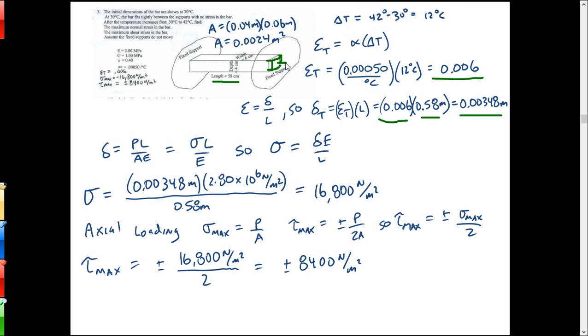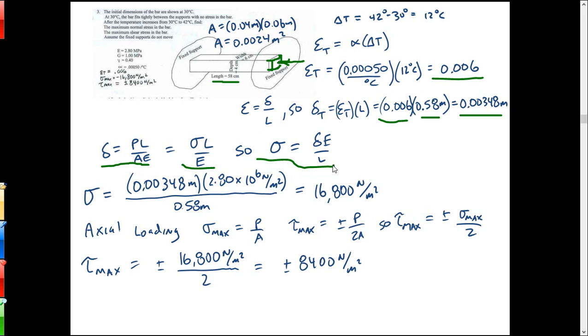And then what happens is the wall pushes it back to its original length. Okay? So that's how I think about this. So the wall's got to push it back 0.00348. So I've got delta is PL over AE, which is sigma L over E, because P over A is sigma, the stress. So if I solve for the stress, it's delta E over L. So I'm just rearranging the delta equals PL over AE equation, and I'm taking P over A as sigma, the stress.